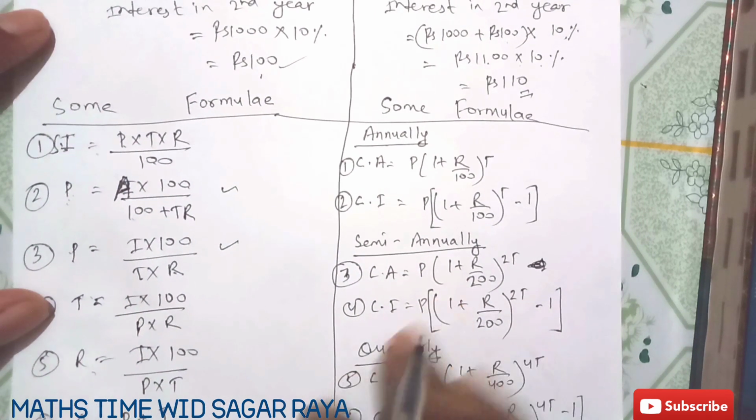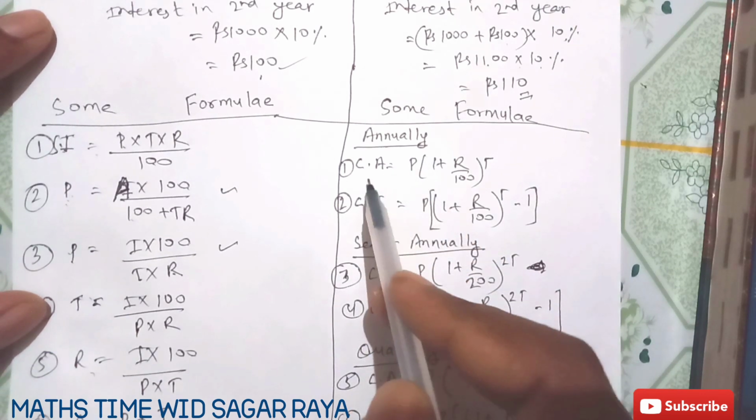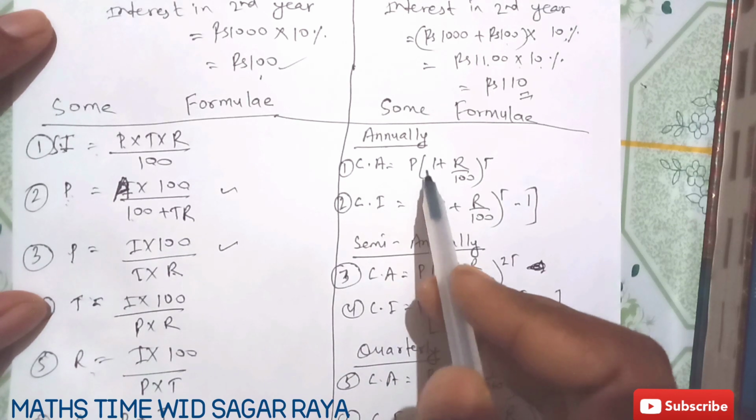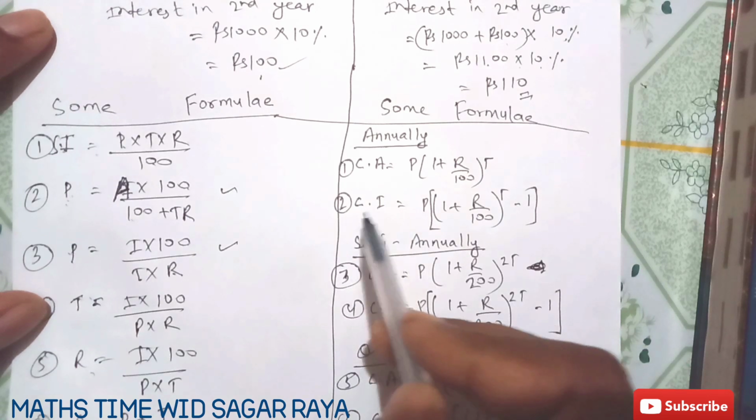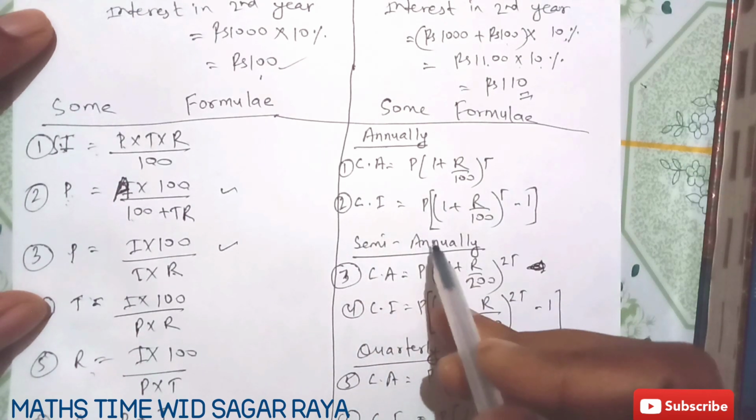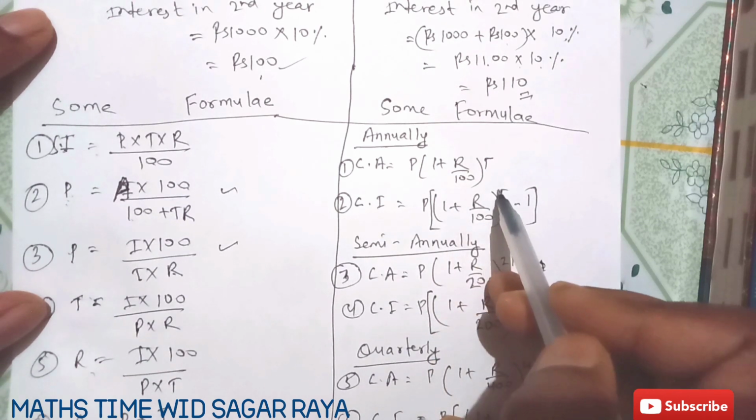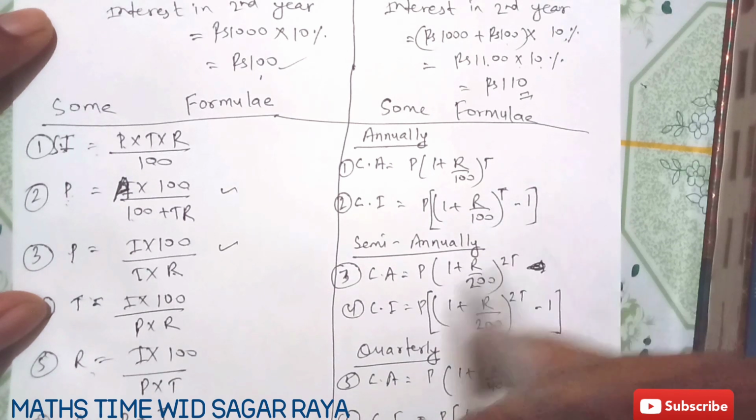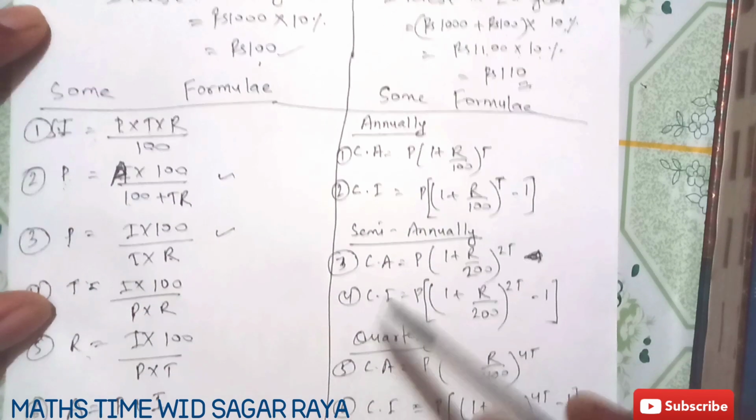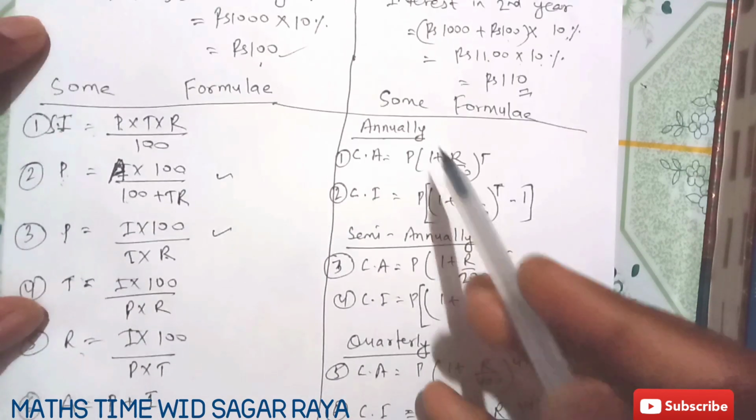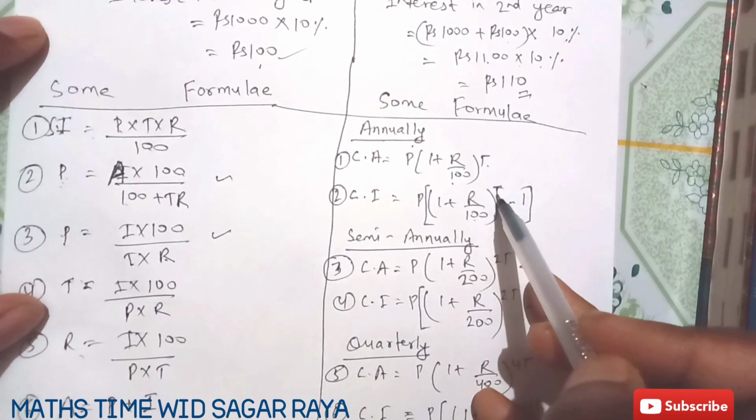On the right side you can see if the interest is compounded annually, then we will use this formula. So compound amount equals P times 1 plus R by 100 whole power T. Compound interest equals P, big bracket open, small bracket open, 1 plus R by 100 whole power T minus 1, big bracket close. If you just remember this formula, these two formulas you can easily remember. Like in annually you have to just remember here 100, here T, here also 100, here also T.